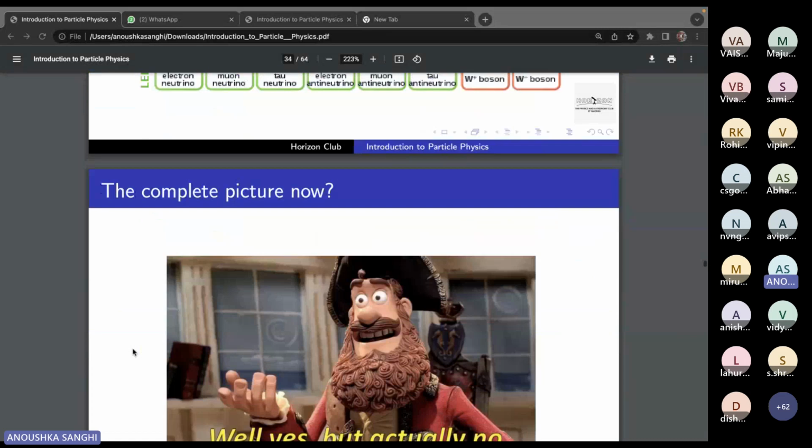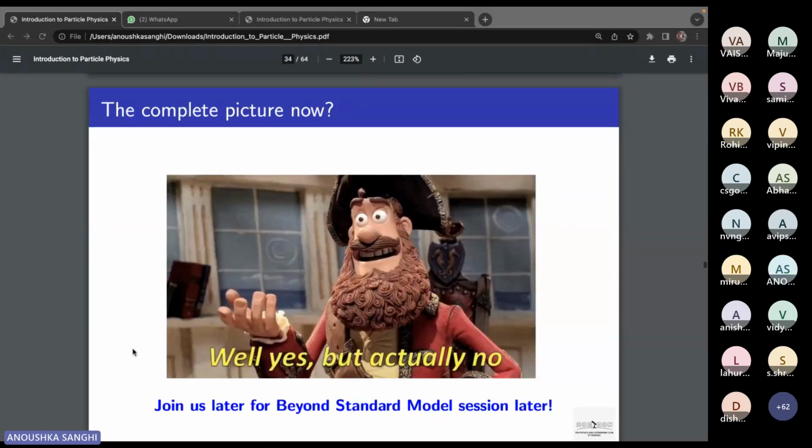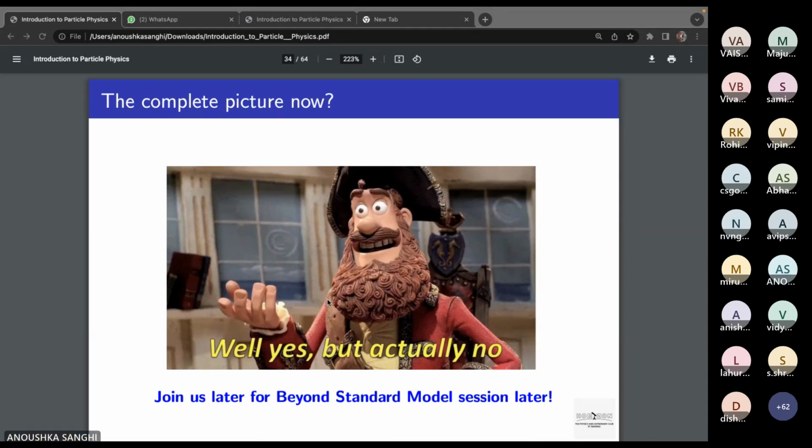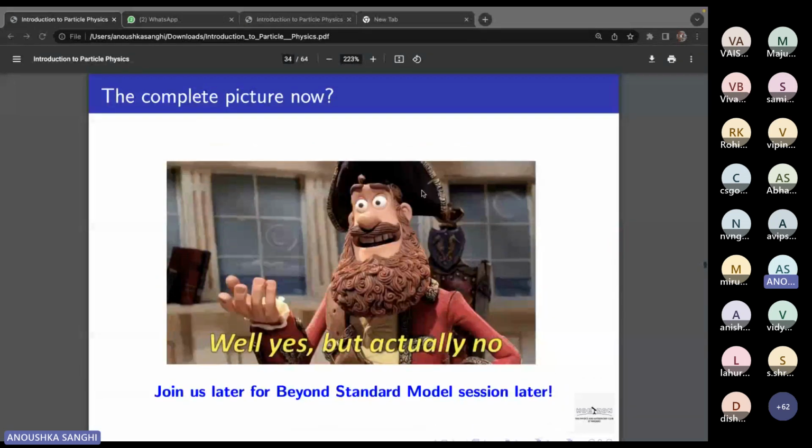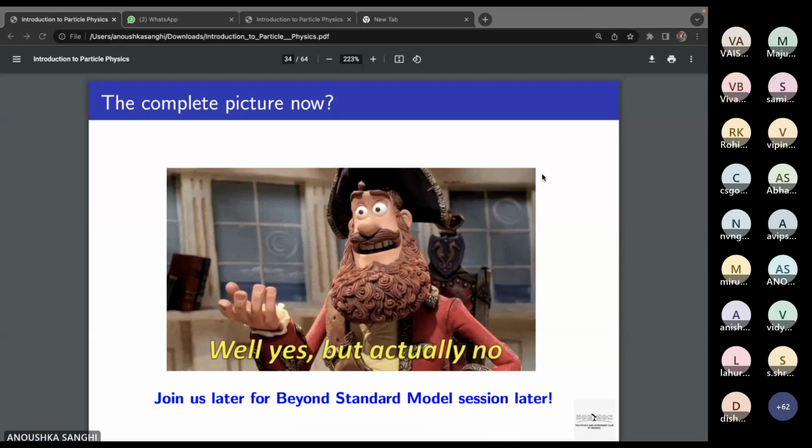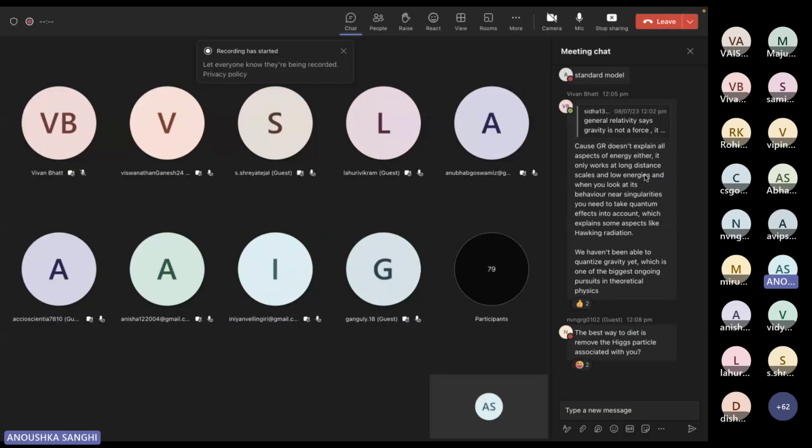And so, can you say that it's a complete picture now? I think my part of this is over. So maybe Vivan will be taking it from here.